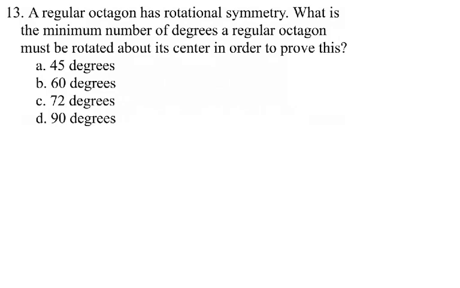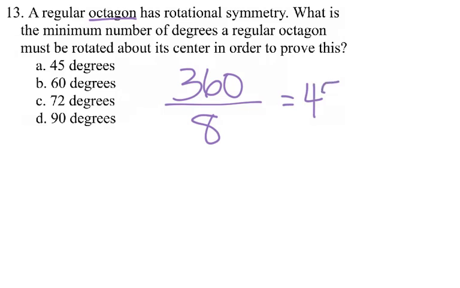Okay, so a regular octagon has rotational symmetry. What is the minimum number of degrees a regular octagon must be rotated in order to prove this? So anytime we talk about rotational symmetry and we're talking about a figure, use that formula: 360 divided by the number of sides. So an octagon has 8, and I don't know what this is. I'm going to use my calculator. Alright, so I got 45. So 45 degrees would be the answer.